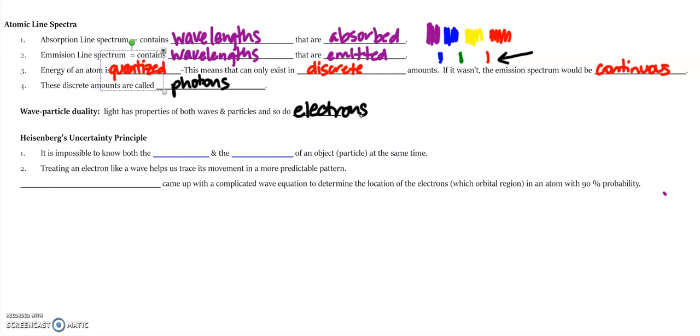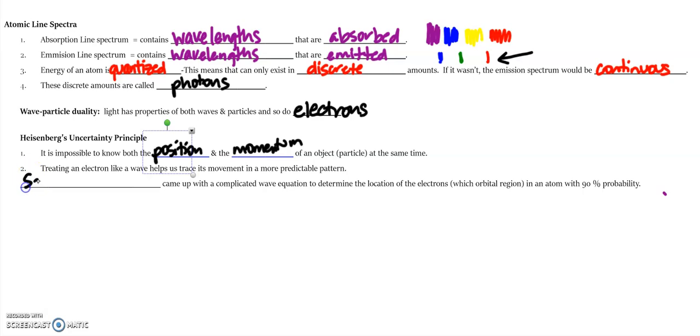So with that, a man named Werner Heisenberg figured out that it was impossible to know both the position and the momentum of an object or particle at the same time. As soon as you are more sure about one, you know less about the other. So when we look at these electrons like a wave, we're actually able to predict where they are or where they will be most of the time.